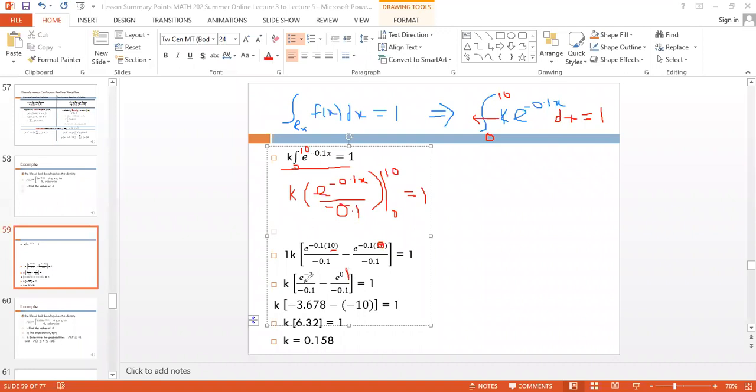Yes, and then you also have to evaluate these terms over negative 0.1. So you calculate this term here. e raised to the power negative 1 over negative 0.1 should give us 3.678, and then e raised to the power 0, that is 1 over negative 0.1, should give us negative 10. So I'm going to give you time to do the calculation and be sure you are getting it on your calculators.